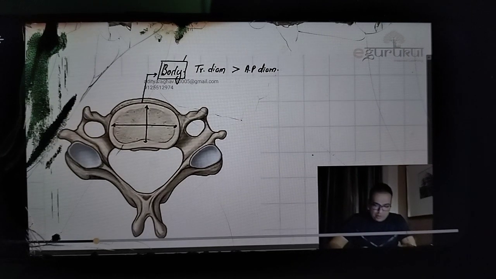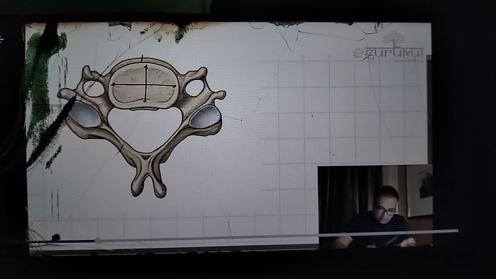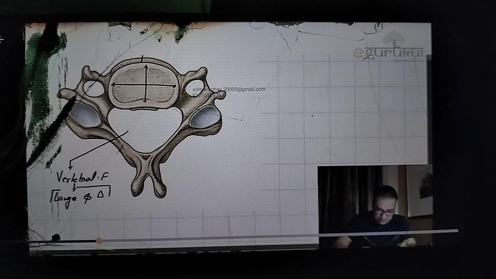Second important thing, the vertebral foramen, where the spinal cord will be present. The vertebral foramen is large compared to the thoracic vertebrae. We have a larger vertebral foramen in the cervical vertebrae, and it is triangular in shape. So this here is a vertebral foramen, which is large and triangular.